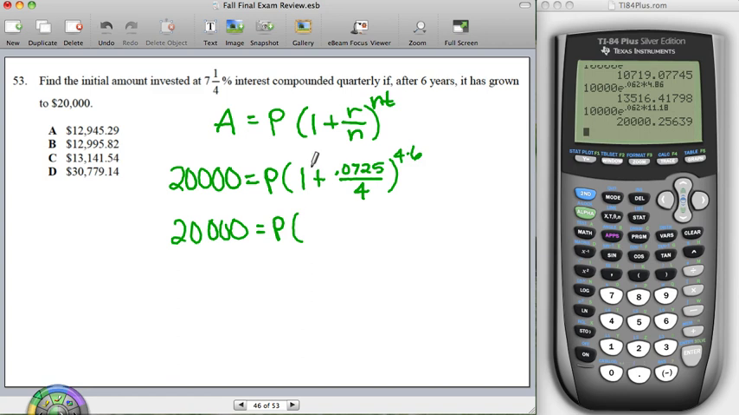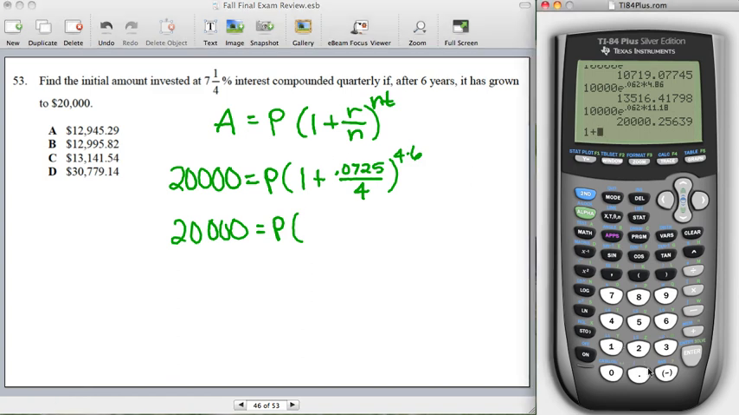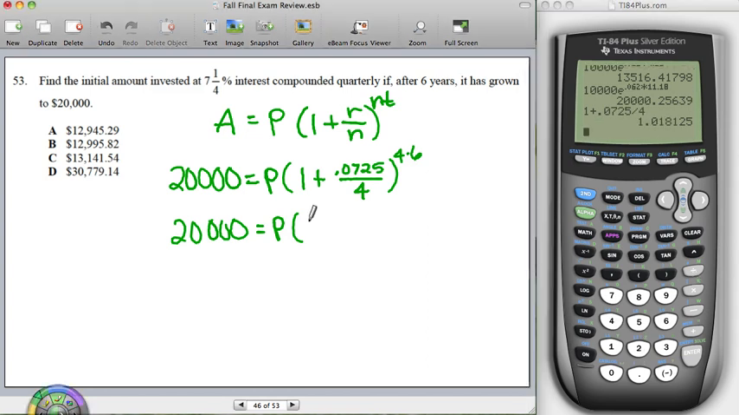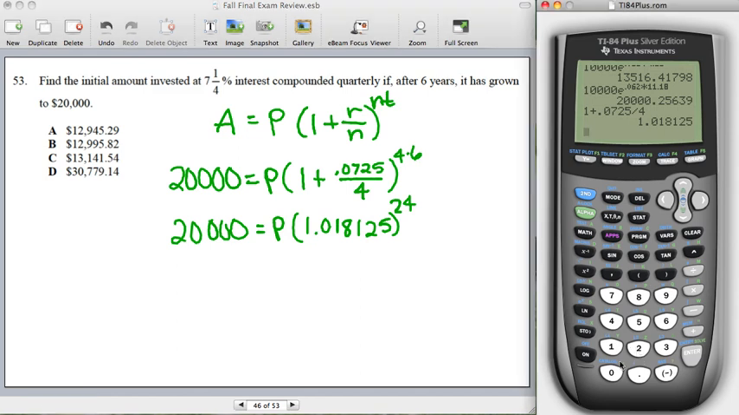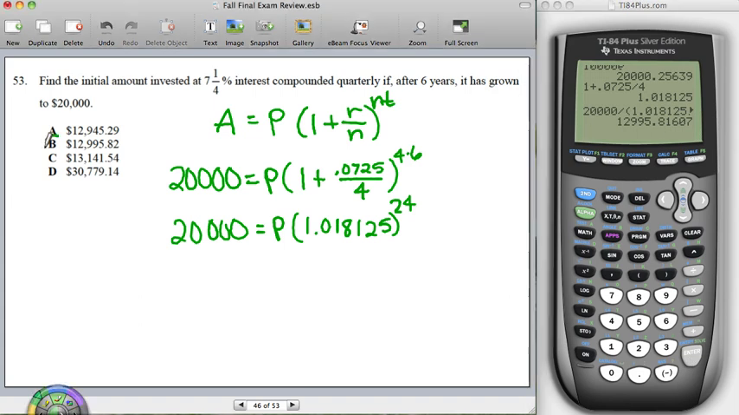That I'm going to simplify, so 1 plus 0.0725 divided by 4 is 1.018125 being raised to the 24th power. So I have 20,000 divided by 1.018125 to the 24th power. 12,995.82. There you go. All right, cool.